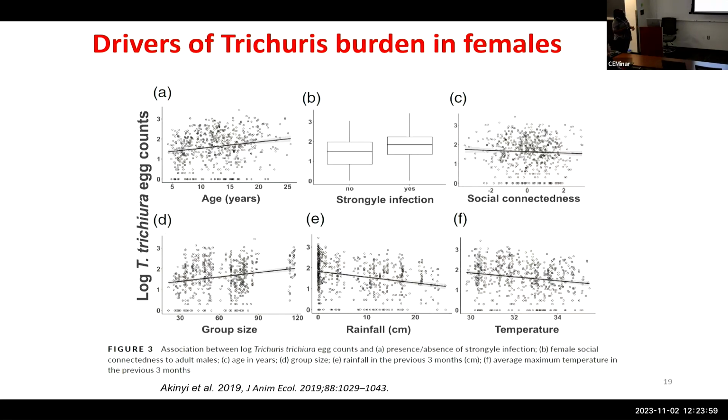And then for social connectedness, not super strong, but there is a trend where the animals that are isolated, which is up here, have more parasite burden than those that are well connected. And then as group size goes up, parasite burden goes up. And for both rainfall and temperature, parasite burden goes down. They have negative associations, meaning most likely high temperatures will kill the parasite infectious stages, and high rainfall will probably wash away the infectious stages.